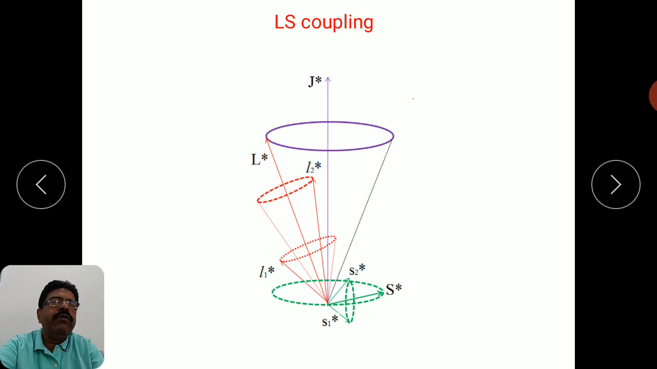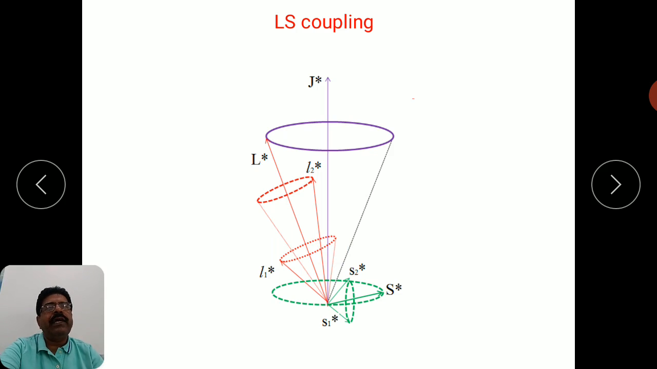Similarly, you can think of the spin of an electron. S1 star represents the spin momentum of the first electron, S2 star for the second electron, and their resultant is S star. Now, for this vector L star and this S star, you can perform vector addition, and that will give the resultant, that is J star. Okay, so that is what LS coupling is.